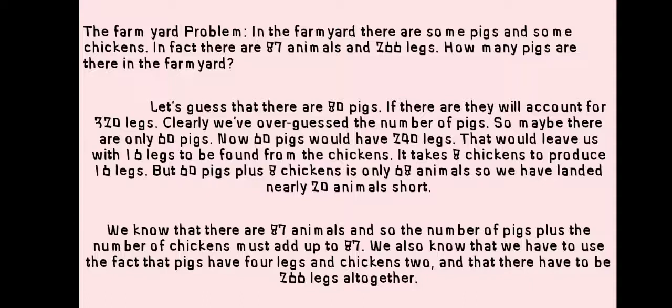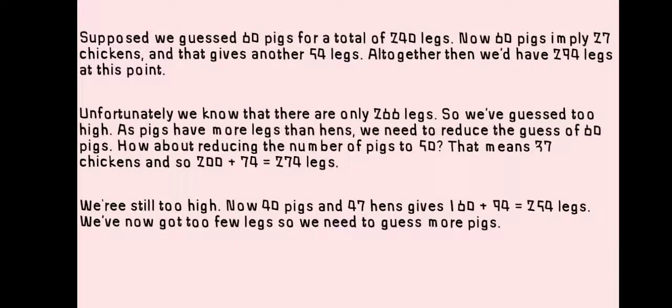We know that there are 87 animals, and so the number of pigs plus the number of chickens must add up to 87. We also know that we have to use the fact that pigs have 4 legs and chickens have 2, and that there have to be 266 legs altogether. Suppose we guess 60 pigs for a total of 240 legs. Now 60 pigs imply 27 chickens, that gives another 54 legs. Altogether, then, we have 294 legs at this point. Unfortunately, we know that there are only 266 legs, so we've guessed too high. As pigs have more legs than hens, we need to reduce the guess of 60 pigs.